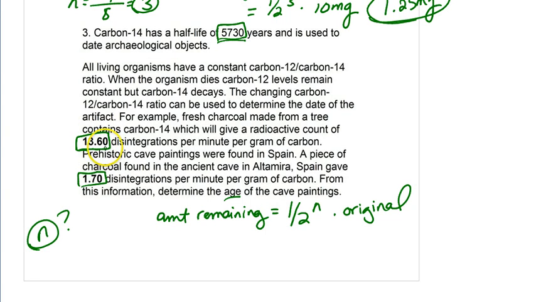So that would be the radioactive count. So that would be our original. And what they found in the cave was 1.7. So that's how much it decayed into. And so what we could do is now solve for n, how many half-lives occurred.